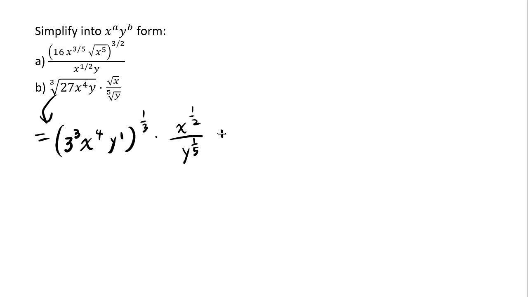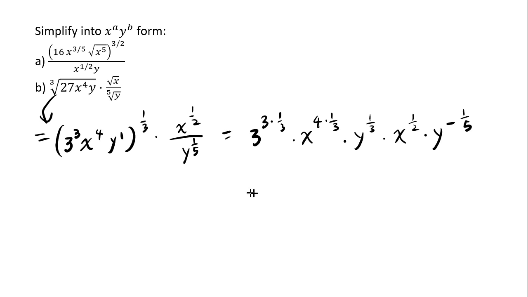1/3 gets multiplied to each individual one, so it's 3 to the 3 times 1/3 times x to the 4 times 1/3 times y to the 1/3. 1 times 1/3 is 1/3. X to the 1/2, and 1 over x, y to the 1/5 is same as y to the negative 1/5. Okay, 3 times 1/3, they cancel, so you just get 3. You get x to the 4/3, and there's another x, so that's added 1/2. Y, these are same, so you have to do 1/3 minus 1/5.